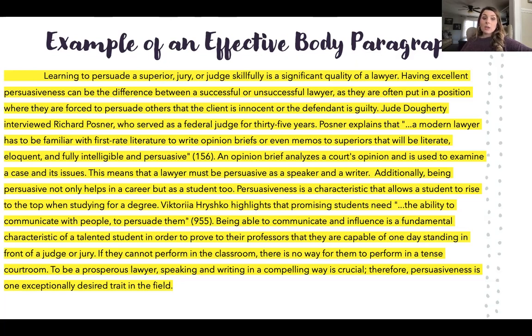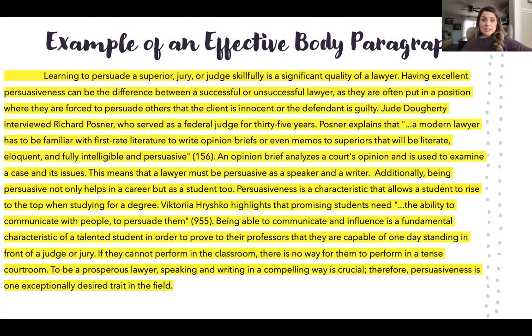Additionally, being persuasive not only helps in a career, but as a student too. Persuasiveness is the characteristic that allows the student to rise to the top when studying for a degree. Victoria Herishko highlights the promising students need the ability to communicate with people to persuade them. Being able to communicate and influence is the fundamental characteristic of a talented student in order to prove to their professors that they are capable of one day standing in front of a judge or a jury. If they cannot perform in the classroom, there is no way for them to perform in a tense courtroom. To be a prosperous lawyer, speaking and writing in a compelling way is crucial. Therefore, persuasiveness is one exceptionally desired trait in the field.